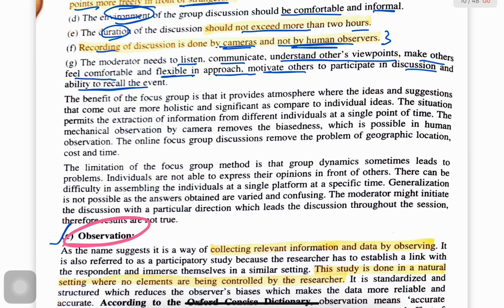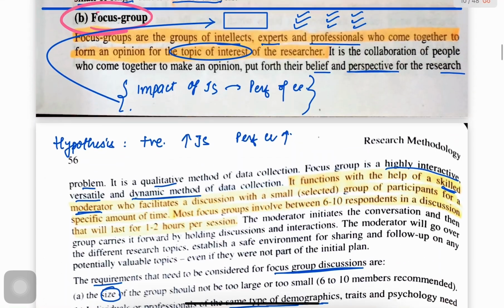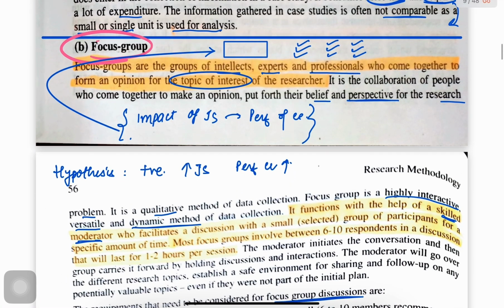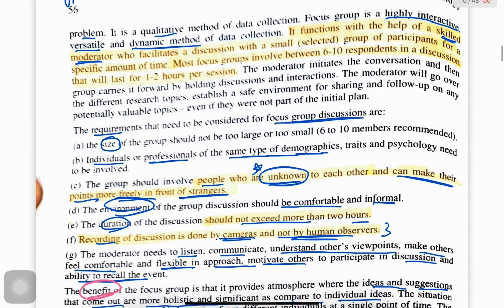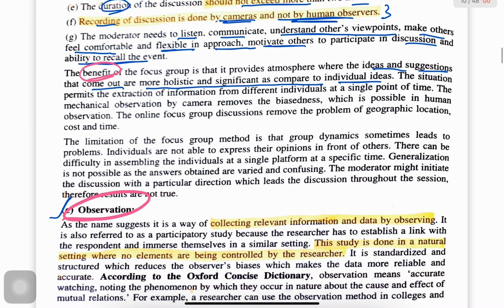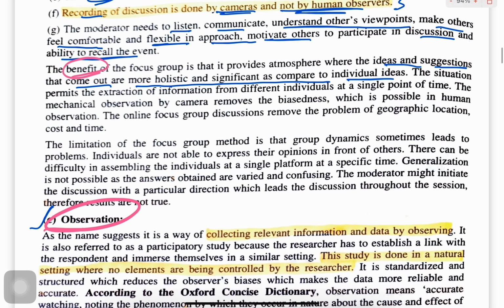Basic benefit of this focus group is that it provides the atmosphere where the ideas and the suggestions come out more holistic and significant as compared to the individual ideas. So we discussed that this group of experts will be sitting here discussing. Basically they will brainstorm about the ideas and come to a conclusion that may or may not be in respect of the hypothesis that we set up in the beginning of our research.